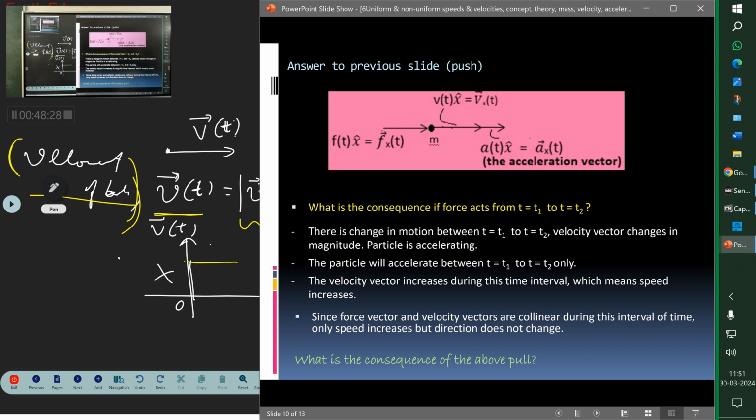Like the force vector is in the same direction of velocity vector.